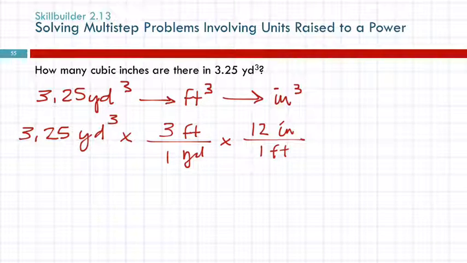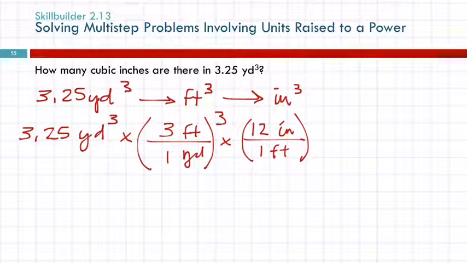But what I have here is yards cubed. So yard does not cancel yard cubed. I need to cube the whole conversion factor. That cubes the number as well. Okay? So I get 3.25 times 3 cubed times 12 cubed. And I get this really, really big number because inches are much smaller.